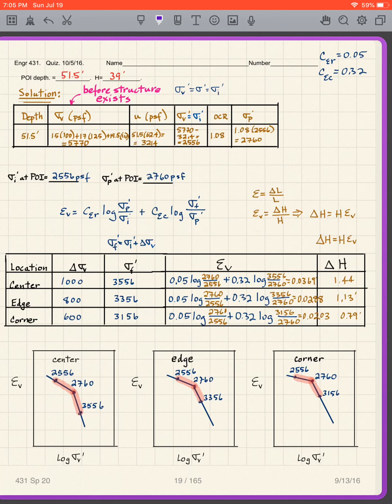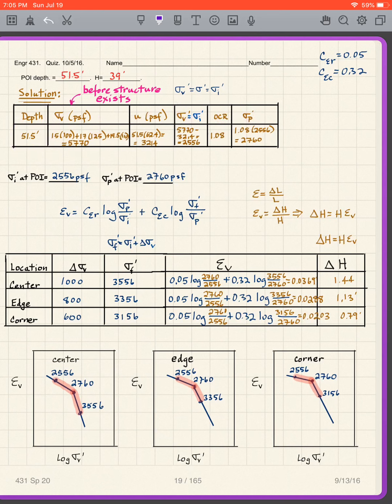Then what do we do? Let's fill out this table here. So here's my solution, and there's my soil properties that I'm interested in. First thing I have to do is figure out my sigma prime I. Sigma prime I is what it is before the structure exists. So I've got my depth and my point of interest, the sigma v, the u, sigma v prime, OCR, sigma prime p. So I need my sigma prime I and then get my sigma prime p.